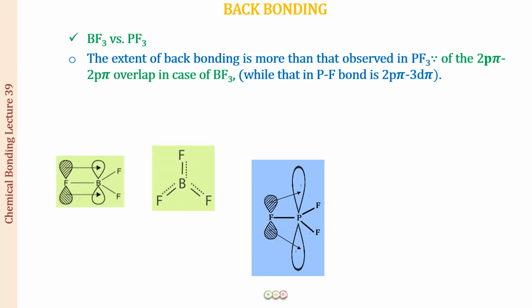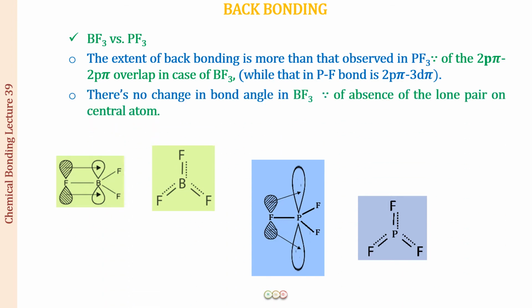The next thing we have is the partial double bond character, which we will see in both BF3 and PF3. There is going to be a partial double bond character imparted, but we can say that it is going to be a better one in case of BF3 as compared to PF3, again because of better back bonding in case of BF3.